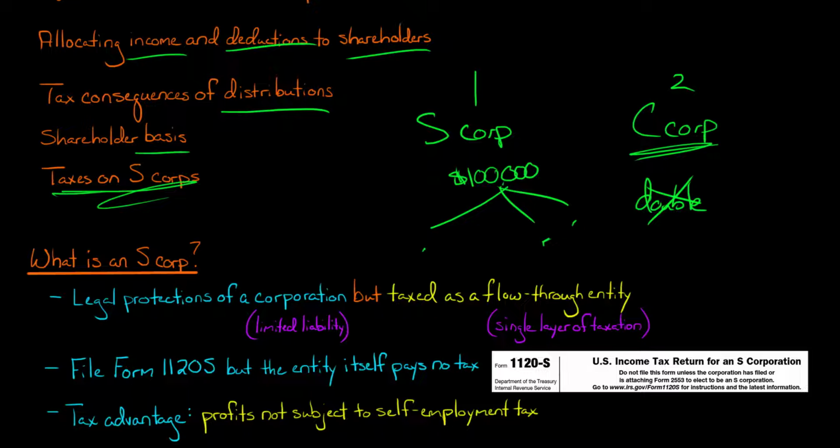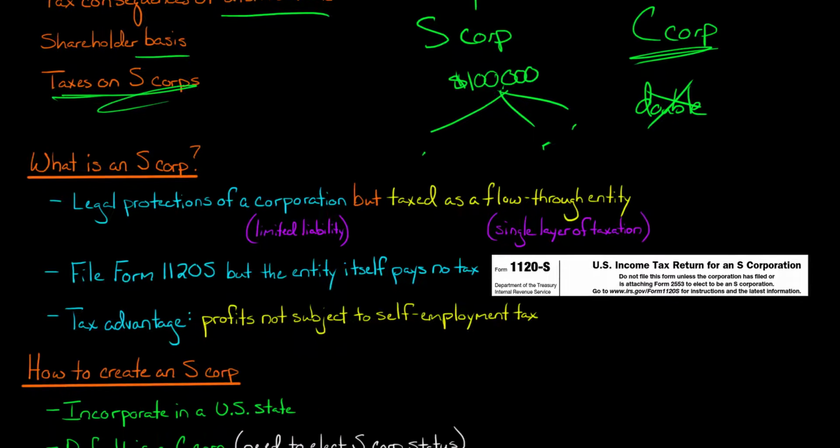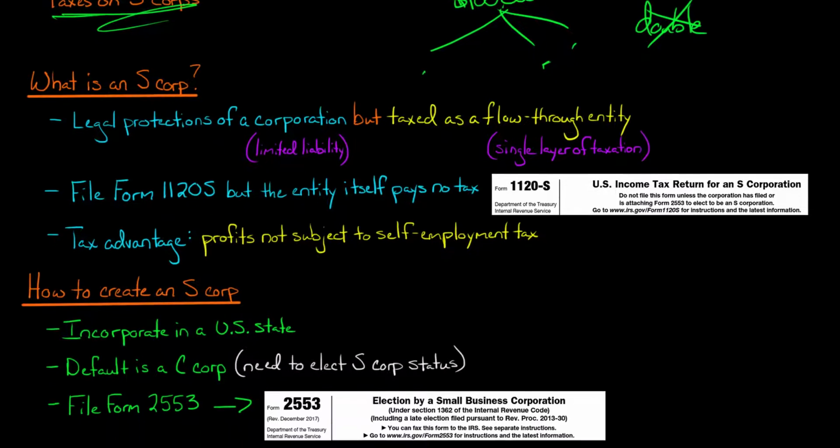Now, there are a number of tax advantages to having S corps. I'll make another video where I discuss those, but just one of them is that the profits of the S corp are not subject to self-employment tax. It's a little bit more complicated than that. Basically, if you're a shareholder doing work for the corporation, you have to pay yourself a reasonable salary, and that would be subject to payroll taxes. So I'll talk about that in another video. There are a number of tax advantages to having an S corp, and there are some disadvantages, which we will discuss later.